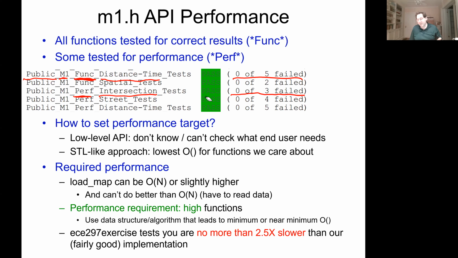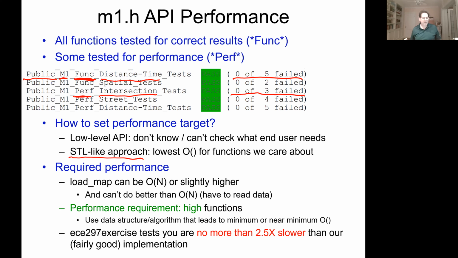So one way you can set speed requirements is you can check, well, what does the end user need? But we can't really do that in this case because we don't have an end user yet. You're building utilities that the rest of your program is going to call. So the approach we take instead is basically an STL-like approach, standard template library-like approach.